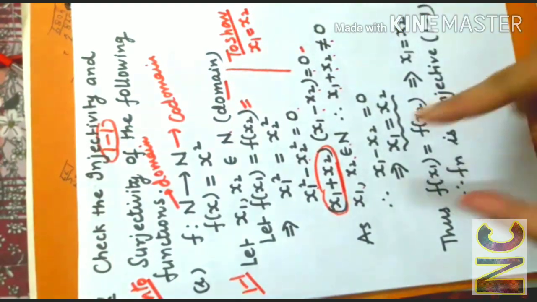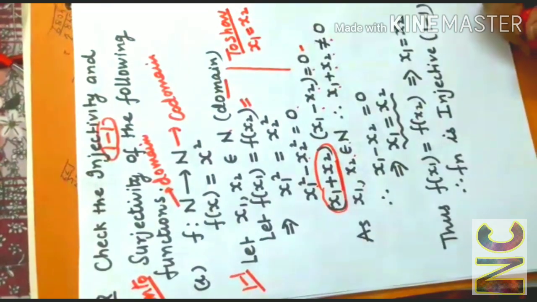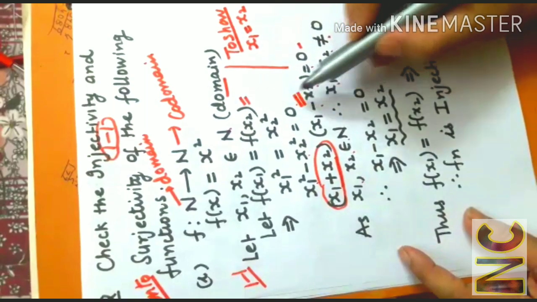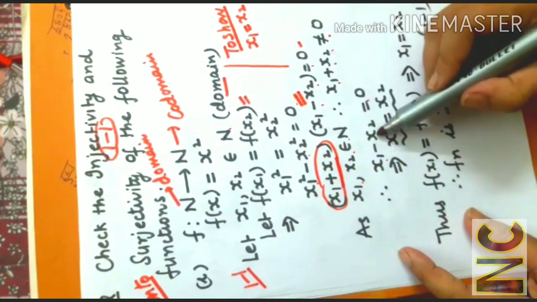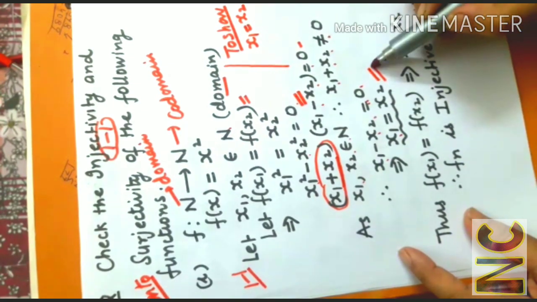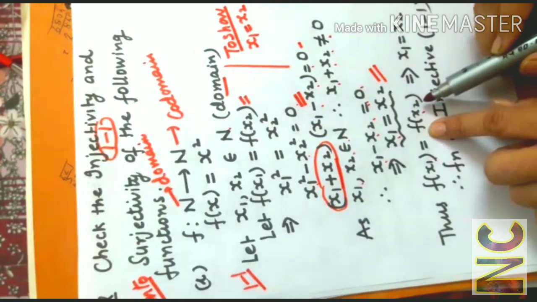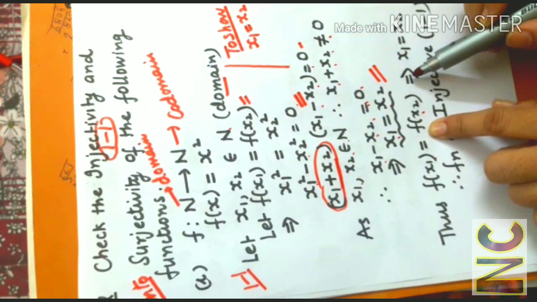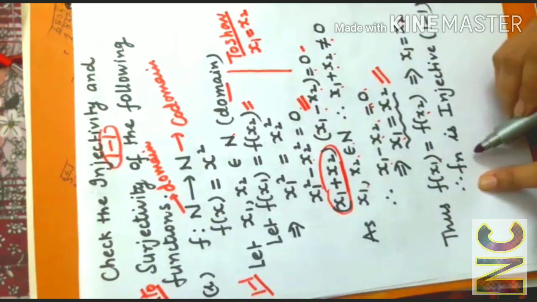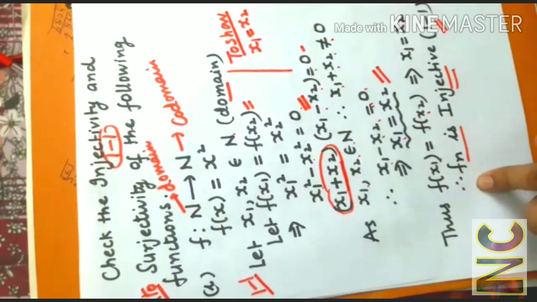But the product of this factor and this factor is equal to 0, and we have justified that this factor cannot be equal to 0. So this will imply that this must be equal to 0. So x1 minus x2 equals 0 will give you x1 equals x2. So we have shown that when images are same, then elements cannot be different, they are also same. So function is injective, that is function is one-to-one.